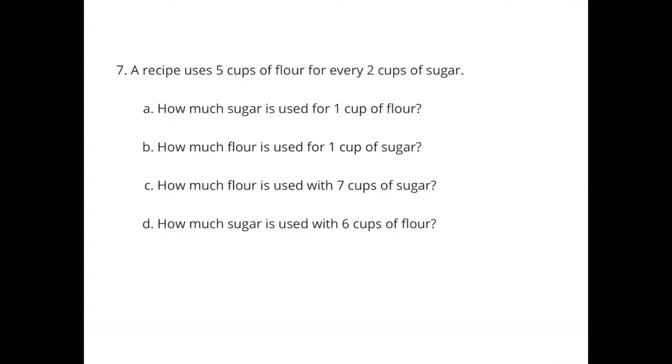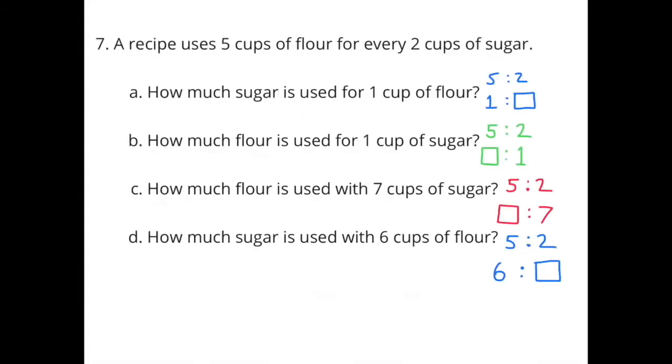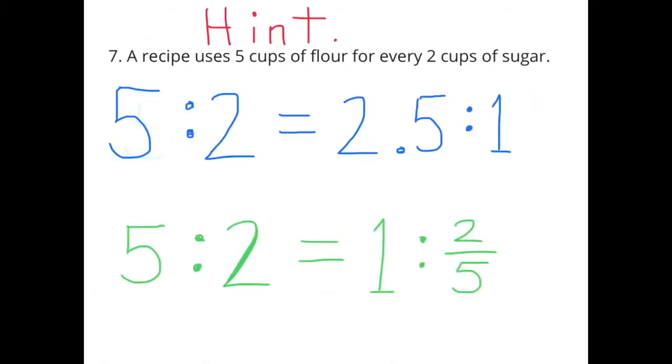Number 7. A recipe uses 5 cups of flour for every 2 cups of sugar. A. How much sugar is used for 1 cup of flour? So it's a 5:2 ratio, 5 cups of flour for every 2 cups of sugar. Here's a hint. If we could break it down to the unit rate for flour and then the unit rate for cups of sugar, it would make it a lot easier. 5:2 is the same as 2.5:1, and 5:2 is the same as 1:2/5.